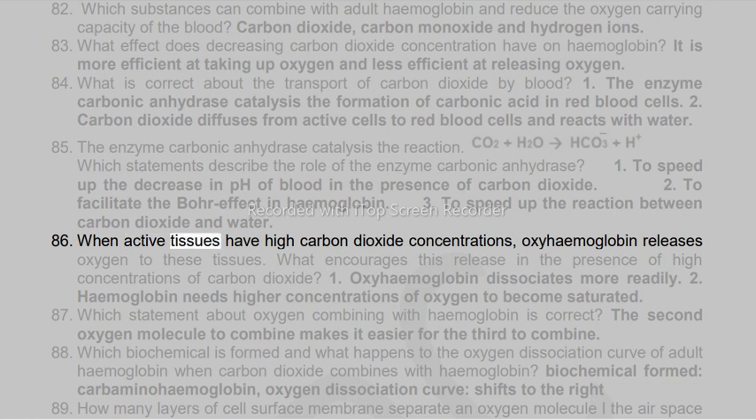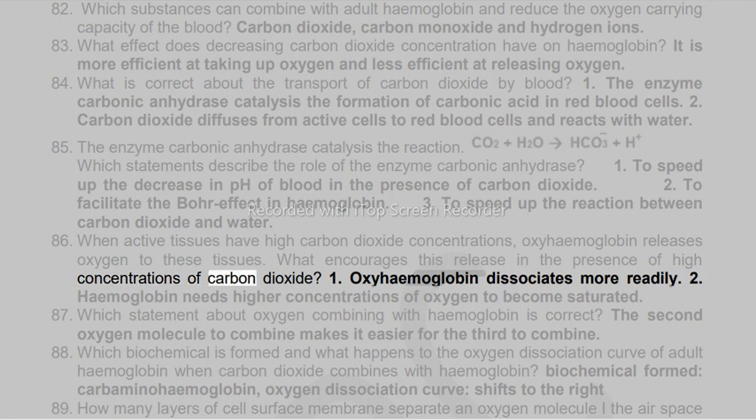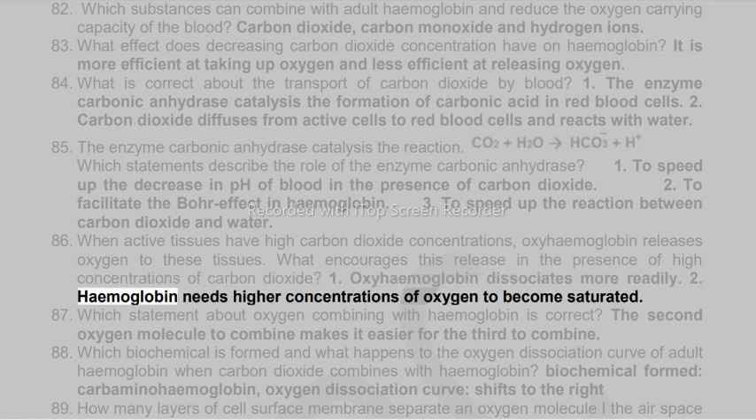86. When active tissues have high carbon dioxide concentrations, oxyhemoglobin releases oxygen to these tissues. What encourages this release in the presence of high concentrations of carbon dioxide? 1. Oxyhemoglobin dissociates more readily. 2. Hemoglobin needs higher concentrations of oxygen to become saturated.